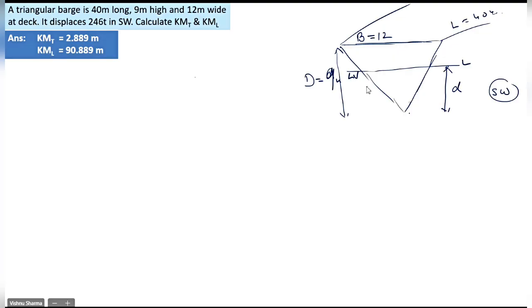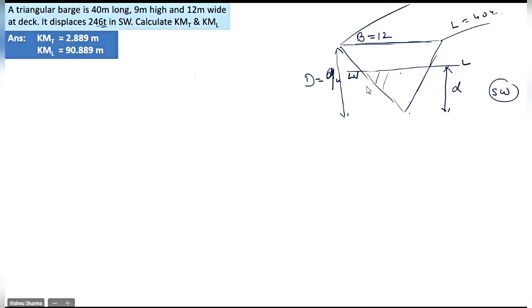Now the first thing is we need to get the draft of this barge. How do we get it? Because the displacement is given, we will use the law of flotation. It has nothing to do with moment of inertia.